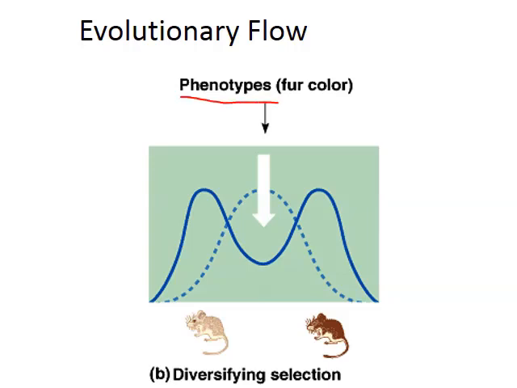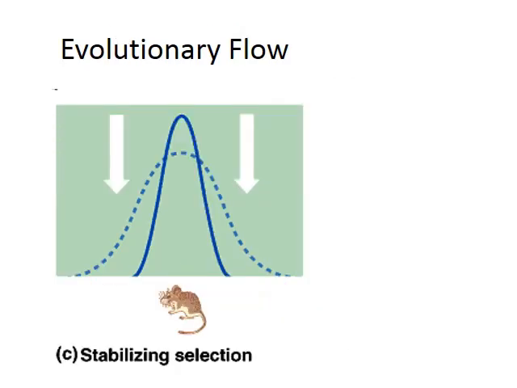Fur color or other phenotypes can diversify. So instead of having the middle of the road color, you actually have more light mice and more dark mice, like we saw earlier on those rocks. If a trait makes an organism really likely to survive, and that trait's really important, then you might have stabilizing selection, where the population really only has one color. The variation in that trait is very small.